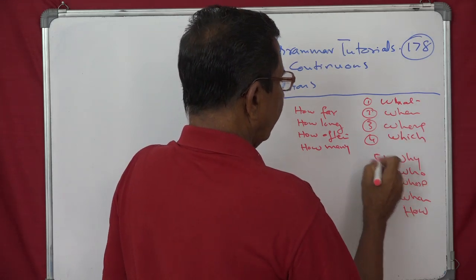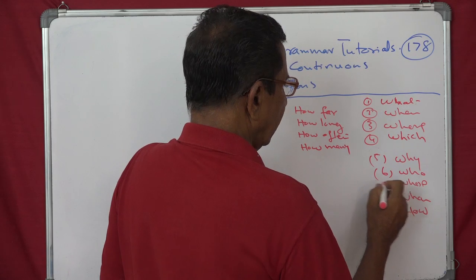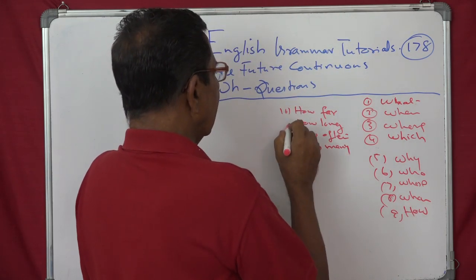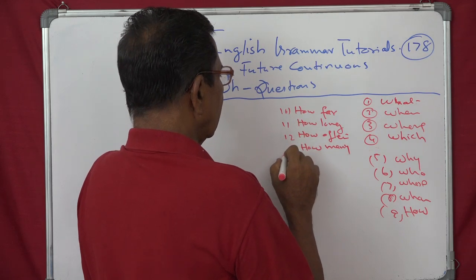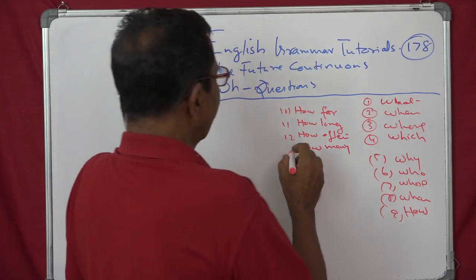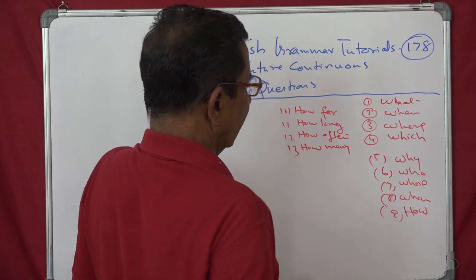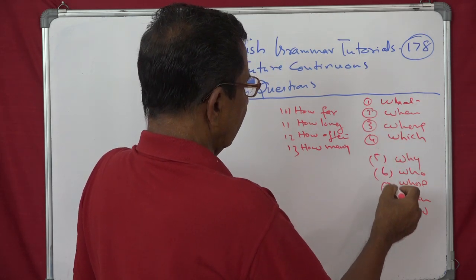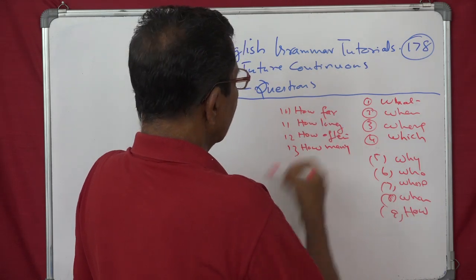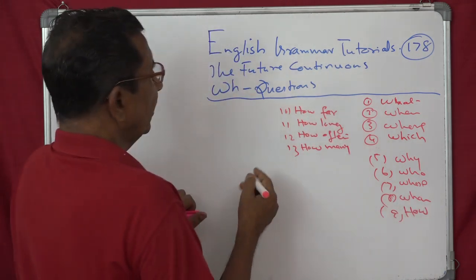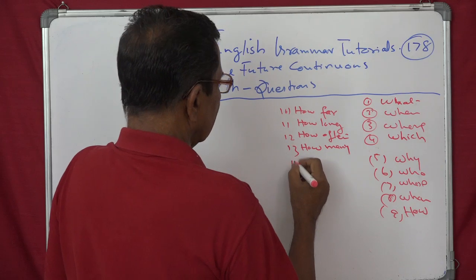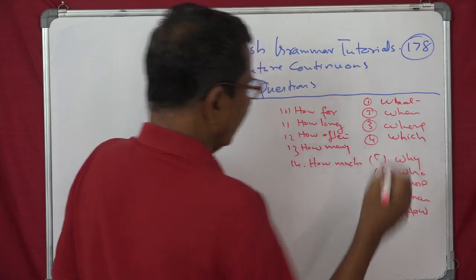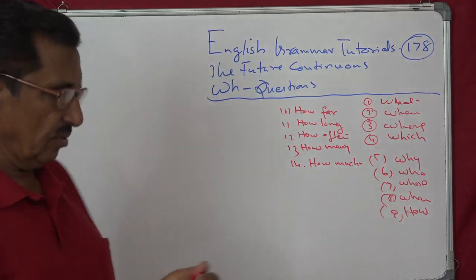So 5, 6, 7, 8, 9, 10, 11, 12, 13. Again you missed. 1, 2, 3, 4, 5, 6, 7, 8, 9, 10, 11, 12, 13. Yes. How many? And 14, how much? Yes. How much? Sorry. All the 14 question words are here.